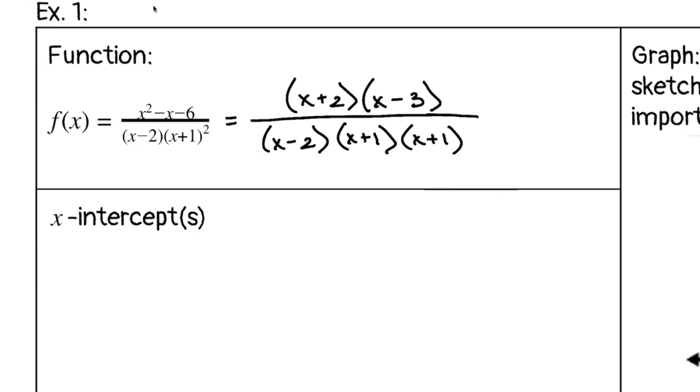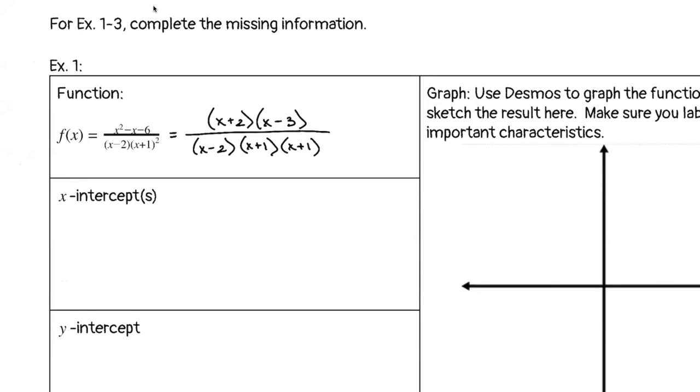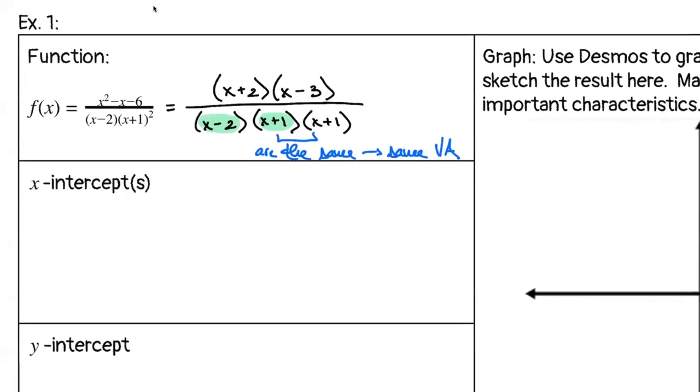All right, we have a guess that there's going to be no holes, but yes to vertical asymptotes. And let's see, which color green did we use? Yep. And in fact, we would say maybe that there's 1, 2 vertical asymptotes. We might even want to leave ourselves a note that these two are the same. So same vertical asymptote. Right.